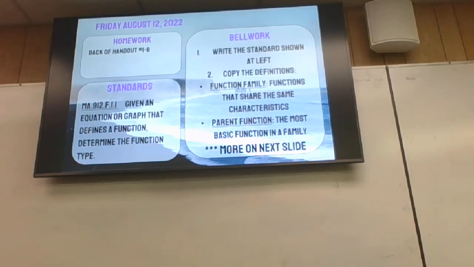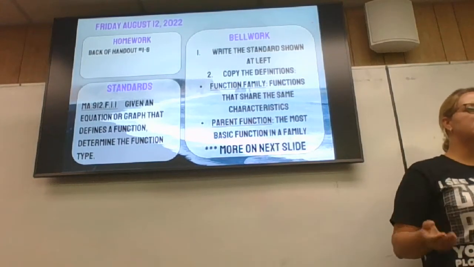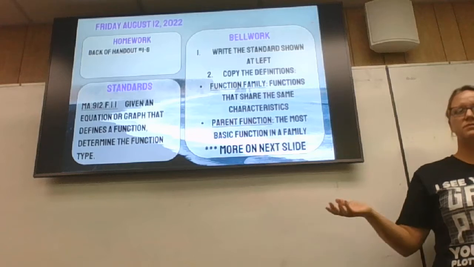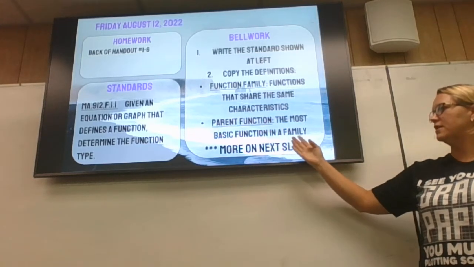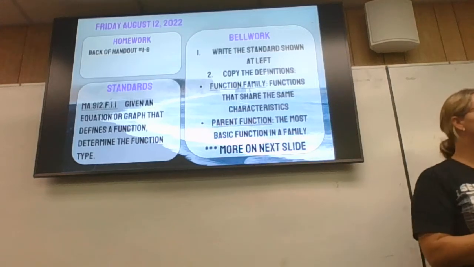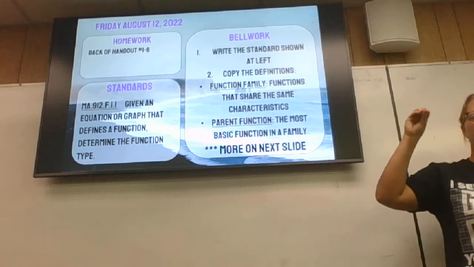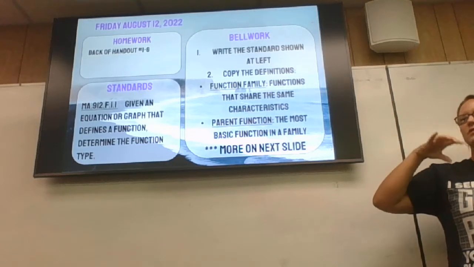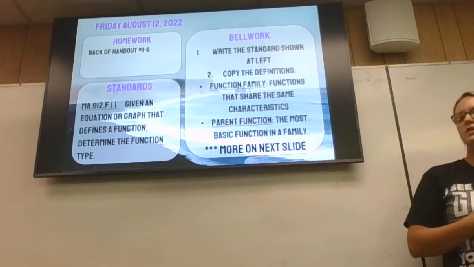So yesterday we talked about linear functions. All linear functions make straight lines. They're in the same family. So their characteristic is that they're straight. All quadratic functions are in the quadratic family, and they all make U's. The parent function is the most basic function in the family. So those are the parent functions. Almost all the most basic ones go right through the origin, right through 0, 0. And there's just not a lot going on with them. There's not a whole lot of numbers in the equation. They're basic.